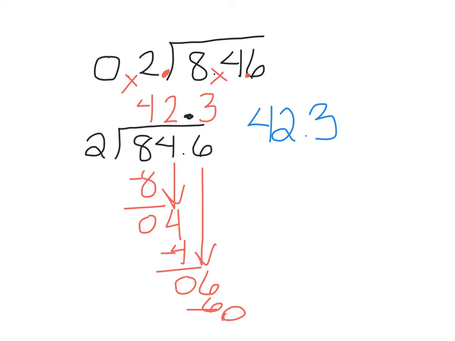Now our next step will be to multiply to check our answer. So when I multiply, I'm going to take my answer, 42.3, and multiply that by 2, and I get 8, and then I have one number here behind the decimal, so I put it here, and I get 84.6. So right here I have 84.6, and here's 84.6, so my answer checks out.